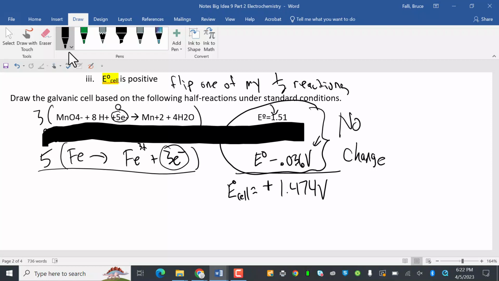So my overall reaction here is going to be 3 MnO4 minus plus 8H positive plus Fe. Oh, I did that one. I remembered one of them. 3 MnO4 minus, 24 H positives, right? 5 Fe's.